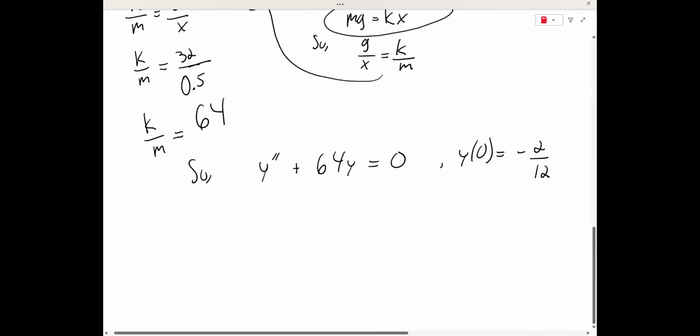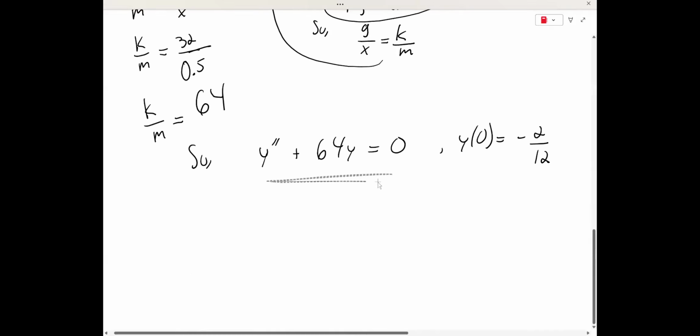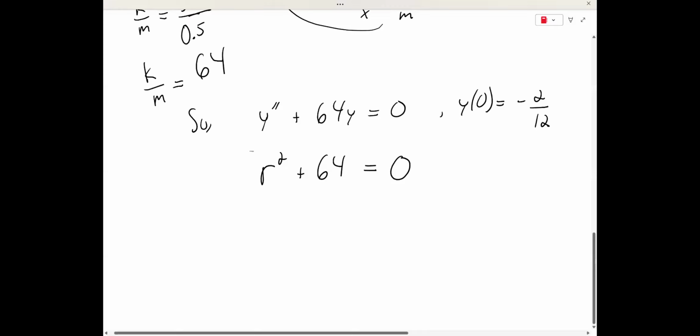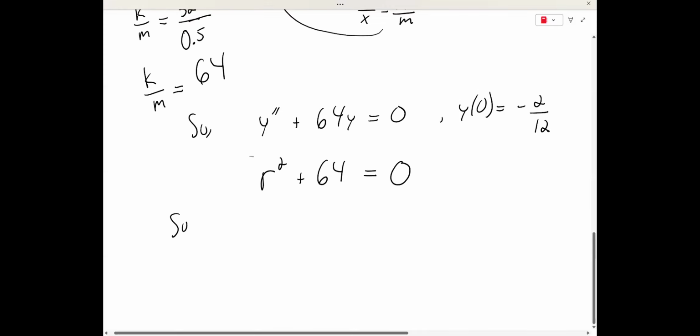Okay, so now we're going to solve this. It's a homogeneous constant coefficient equation. Remember how you do that? You find the characteristic equation. That's r squared plus 64 equals 0. Then r is equal to plus or minus 8i.